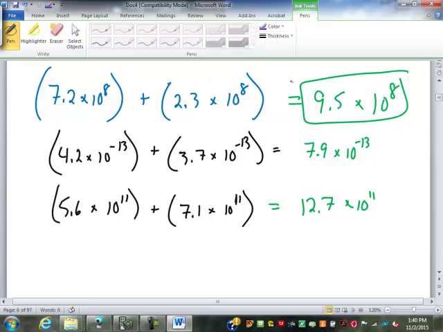But we're not done here because right now we have 2 digits in front of the decimal point. So we have to move it over. Make 1.27. Now, did the number get bigger or smaller? It got smaller. It went from 12 down to 1, right? The number gets smaller, the power has to get bigger. So 11 plus 1 is 12.